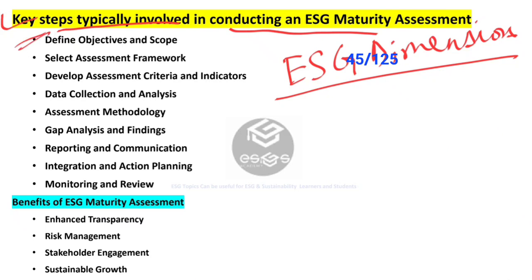First one is define objectives and scope. In this, the objective will be clarifying the purpose of assessment, such as benchmarking against industry standards, identifying the improvement opportunities, or enhancing the stakeholder engagement. And then, what can be the scope? The scope will be defining the boundaries of assessment, including organizational unit, geographical locations, and specific ESG criteria. So, in the first one, we discuss objectives and scope.